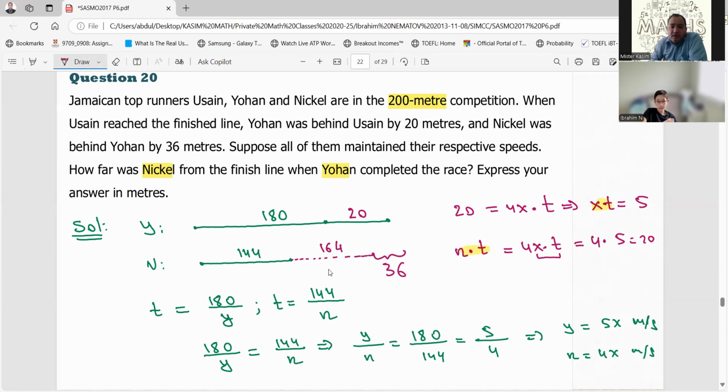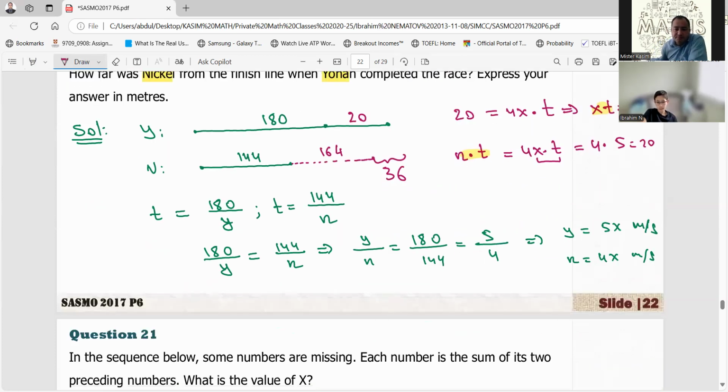What is the question here? How far was Nickel from the finish line when Johan completed the race? So he was 36 meters away from the finish line. All right, next question. 21 is correct. 22 is correct. 23.